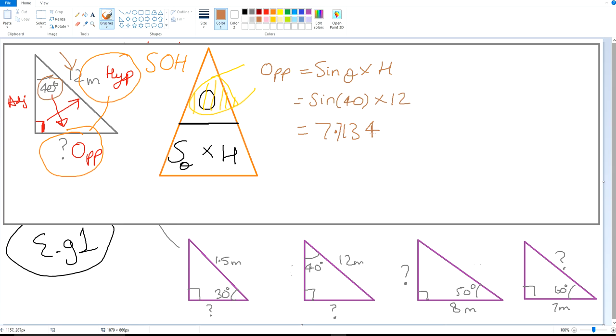Lovely. 7.7134. Now, that number by itself is just too much. We need to round it off to one decimal place to make it usable for our question. So it'll be 7.7, because this decider is less than 5, so we leave the 7 alone. So 7.7 meters is the answer. And in brackets, we write down 1 dp. And I hope that helps.